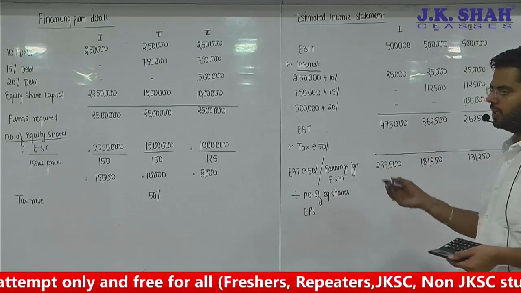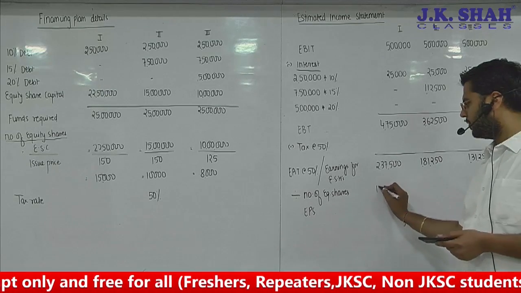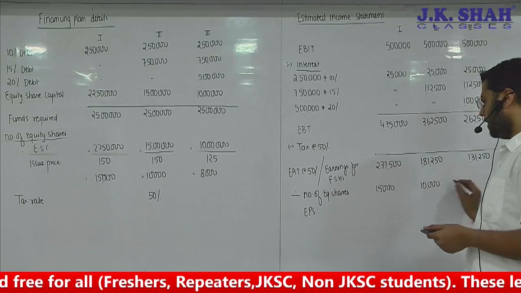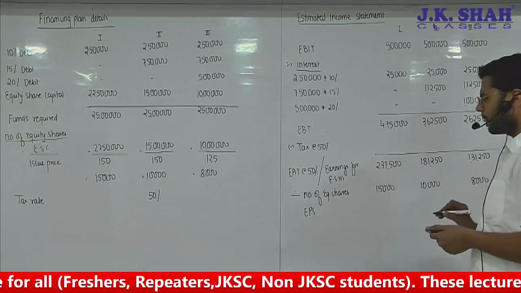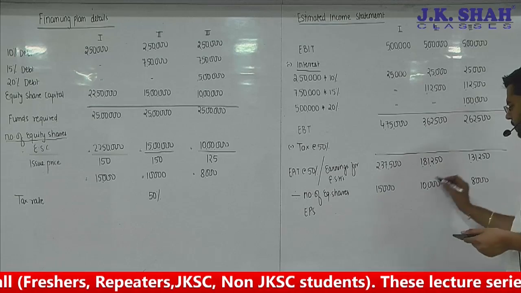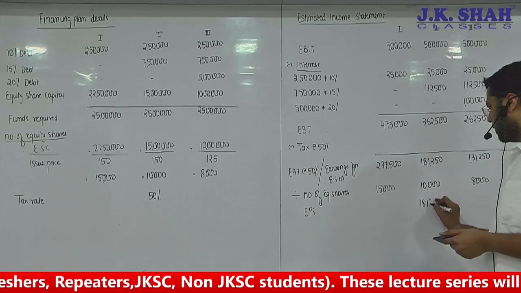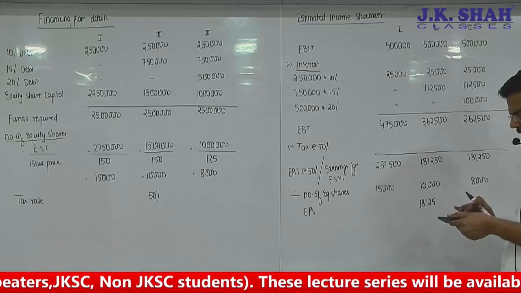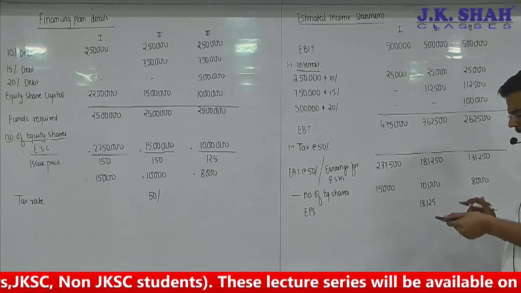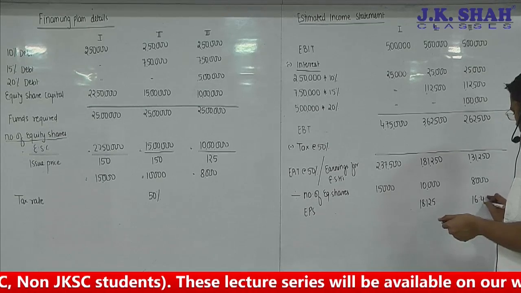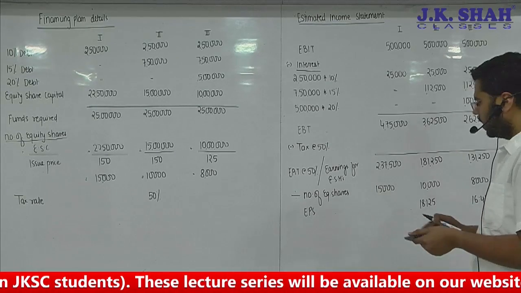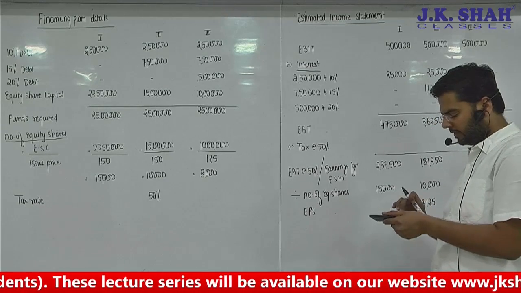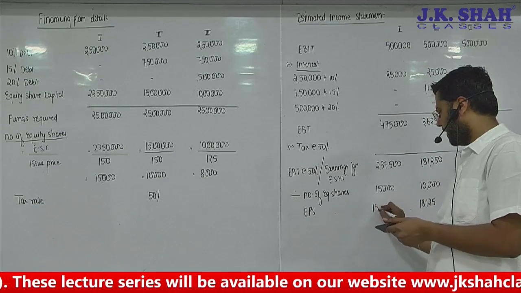Now number of equity shares are also available. They are going to be 15,000 here. They're going to be 10,000 here. And we have 8,000. So when you divide this one, I think we can directly do it. 18.125 here. 131,250 divided by 8,000 gives me an EPS of 16.41 rupees. 237,500 divided by 15,000, that gives me an EPS of 15.83.